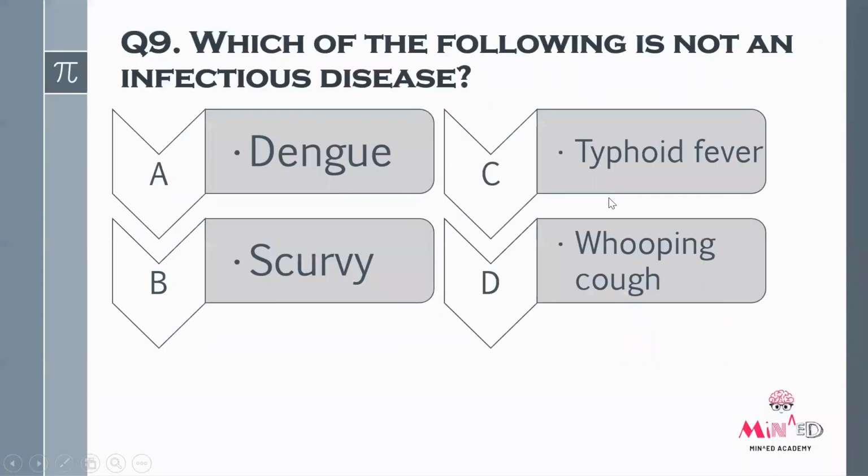Next, we'll move to question number 9. Which of the following is not an infectious disease? A. Dengue, B. Scurvy, C. Typhoid fever, and D. Whooping cough.